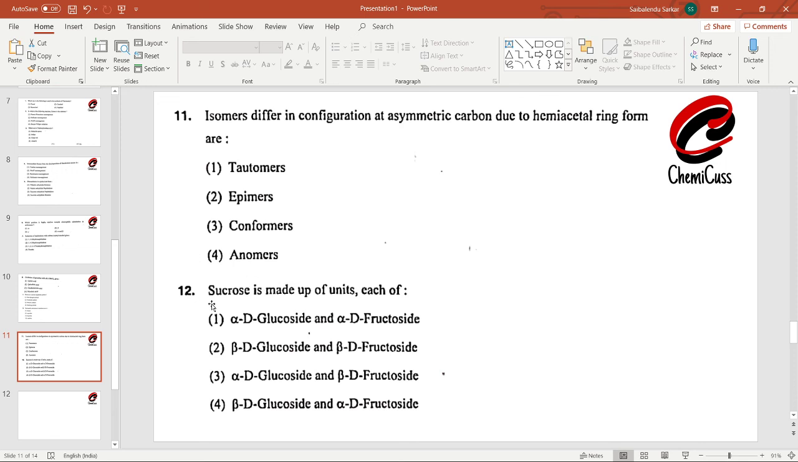Next, question number 12: sucrose is made up of which units? Sucrose is a disaccharide, as all of us know, but which monosaccharides does it consist of? For question number 12, the third option is the correct option, which is alpha-D-glucoside and beta-D-fructoside. So this is all for now.